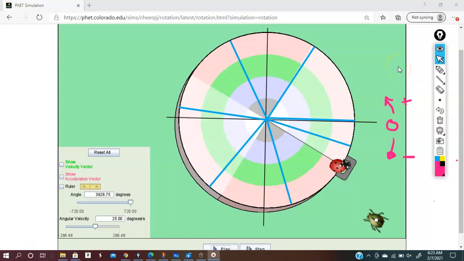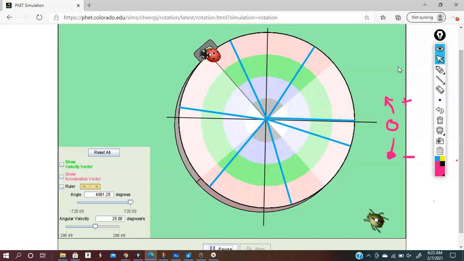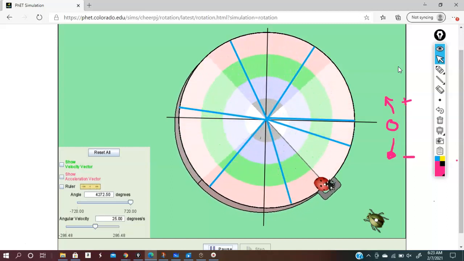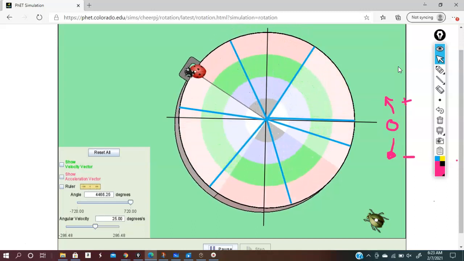Okay, this is Mr. Smith, and we're doing this video on what is angular displacement, what are radians, and how do we convert radians into a distance in meters or an arc length. To do that, I've got this little ladybug going around on a turntable. I've drawn in some radian angles that we'll talk about here in a second. And we're just letting the ladybug go around.